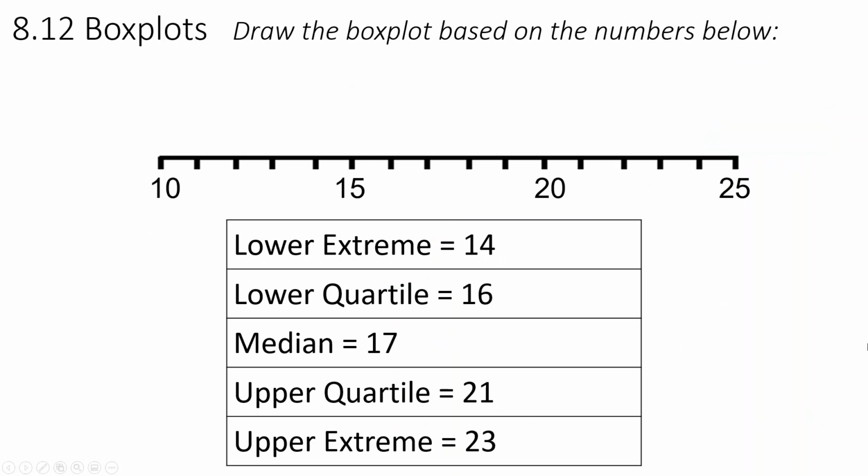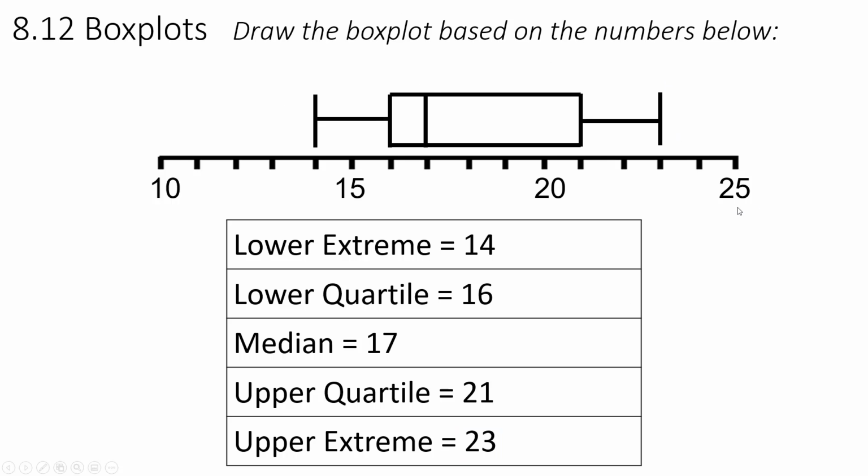Box plot. This is just identifying parts. Lower extreme, lower quartile, median, upper quartile, upper extreme. The 3 middle markers are your quartile markers. They're the box. The extremes get attached with the whiskers. They used to call these box and whiskers. Now they just call them box plots. All right.